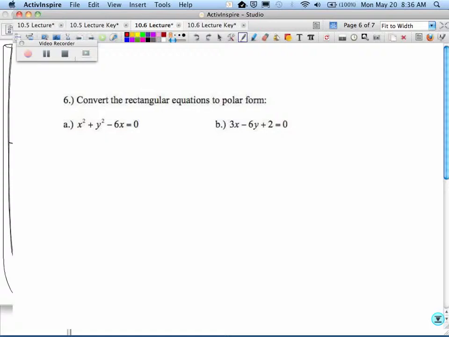I heard a lot of people right away say x squared plus y squared is r squared minus 6, just r. x is r cosine of theta. Should be r squared. So we're going to factor an r out. Factoring r out of each of those terms leaves me with an r out front.